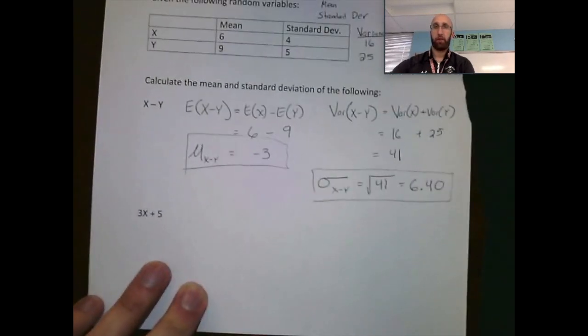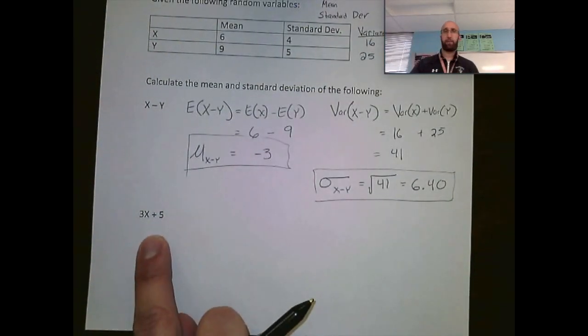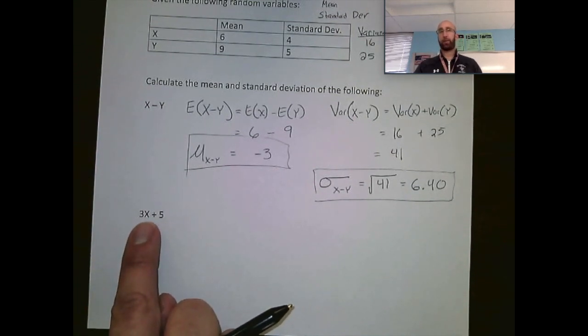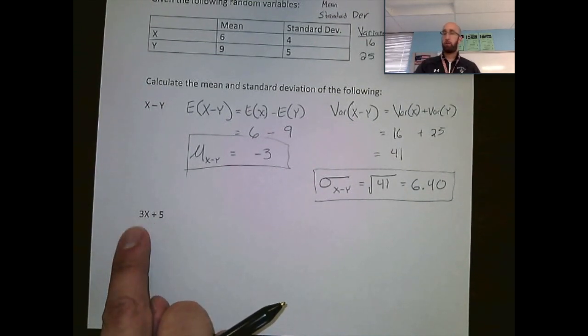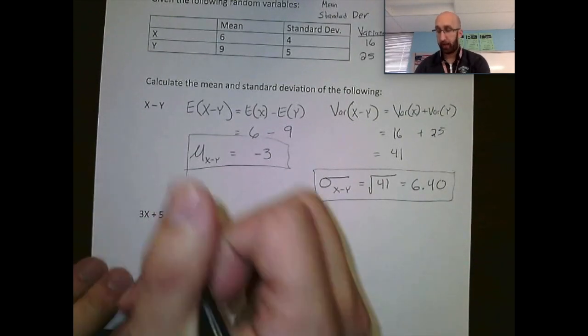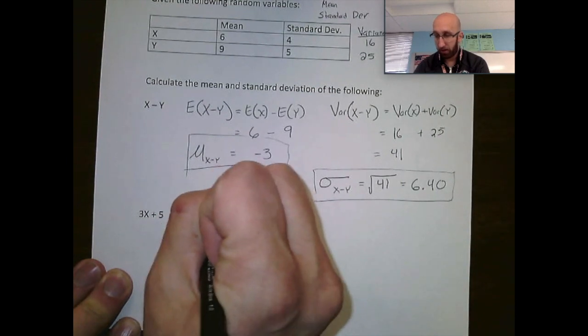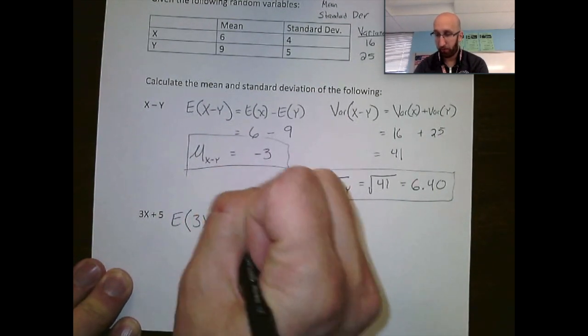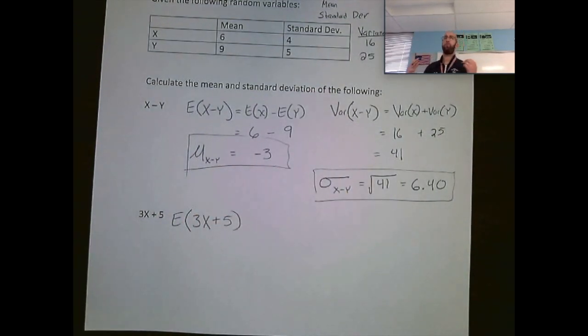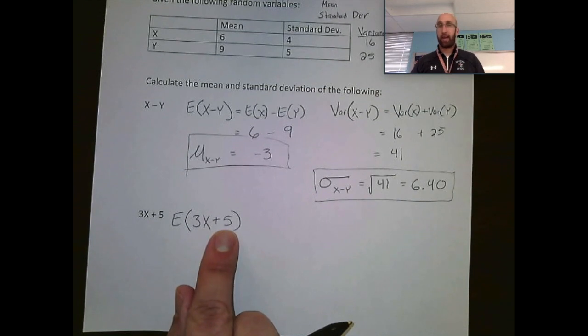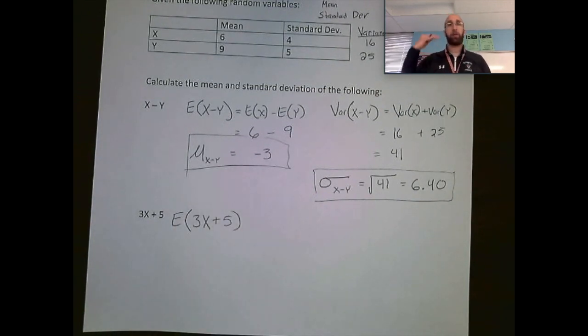One more example for us here. I need to find the mean and the standard deviation of 3x plus 5. So we're going to take the random variable x, multiply it by 3, and add 5. Again, we're going to start with our mean, our expected value, 3x plus 5. Remember with means, you do exactly what it tells you to do. Multiply by 3 and add 5. Means are pretty boring. They're pretty straightforward. You do what it tells you to do.